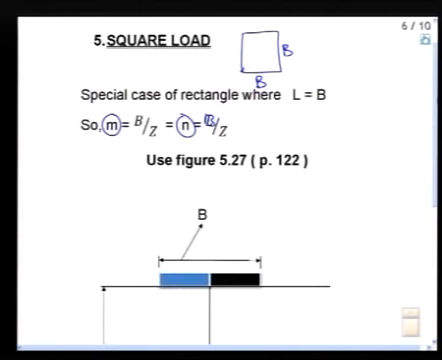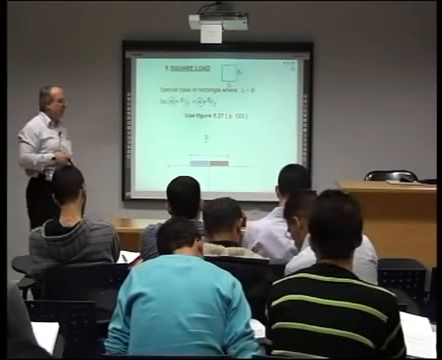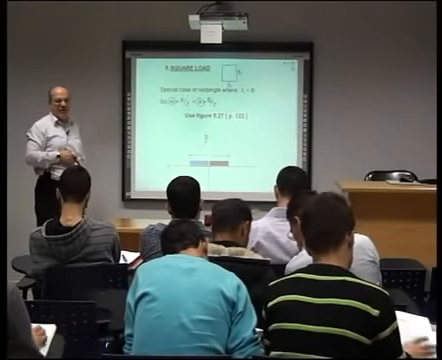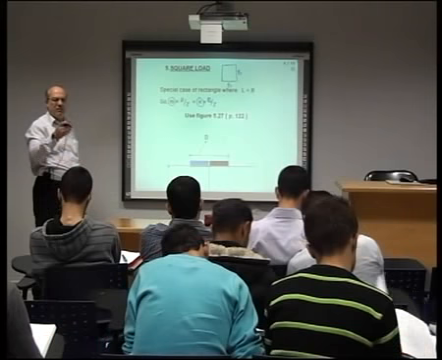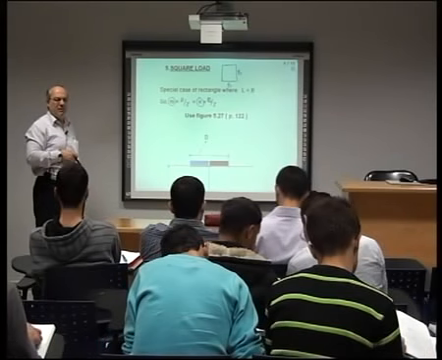Again, square load. Square is a special case of rectangle where L equals B. So M, which is B over Z, and N, which is L over Z, are equal. Yes, because they are equal. In this case, we will use figure 5.27, page 122.